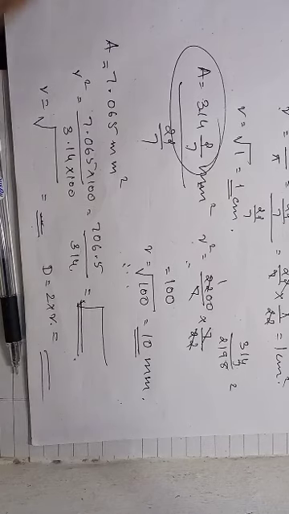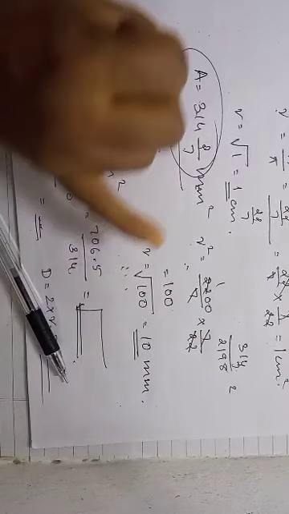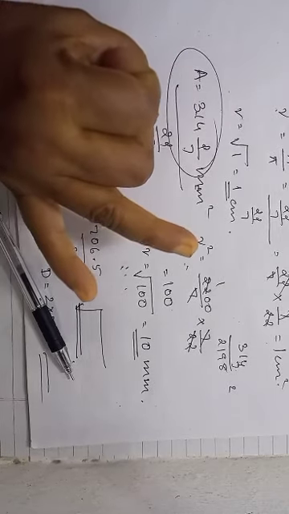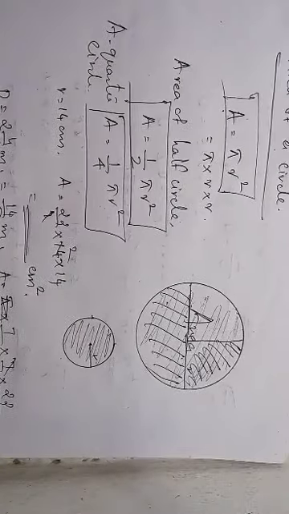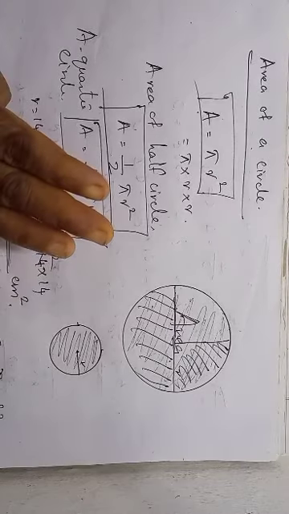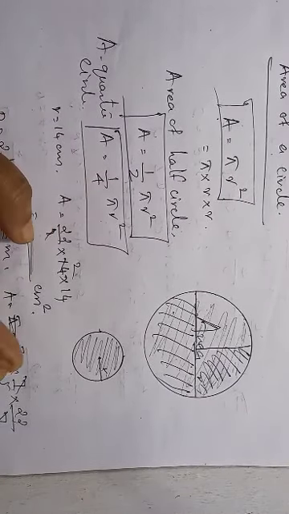This much only. Study the equations by heart. Circumference of a circle is C equal to 2 pi r or C equal to pi d. Area of a circle is A equal to pi r square. Area of a semicircle is half pi r square. Area of a quarter circle is 1 by 4 pi r square.